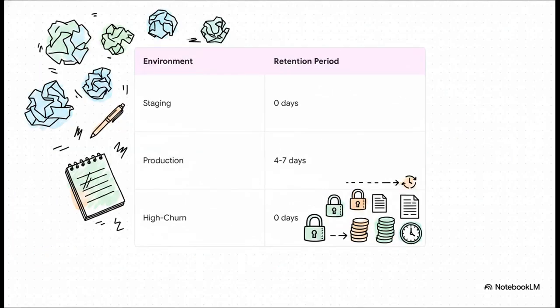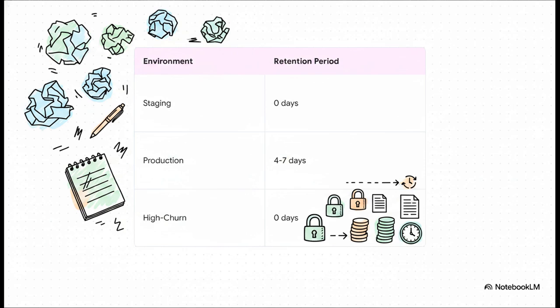Let's detail these out. For a staging database or large high-churn tables, think of this as messy, temporary data, kind of like the scratch pad your waitstaff uses to jot down orders before putting them in the main system. You want a retention period of 0 days. Set them as transient. Do not pay to store that stuff historically.